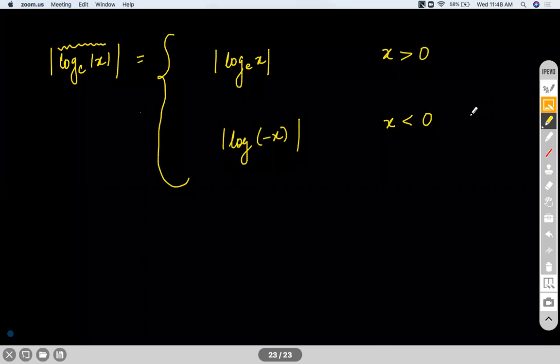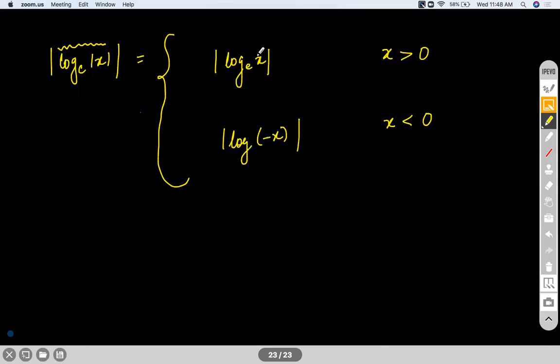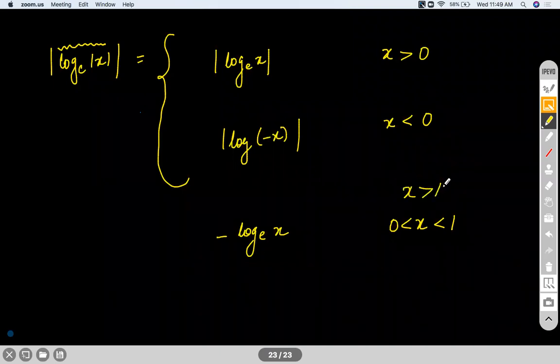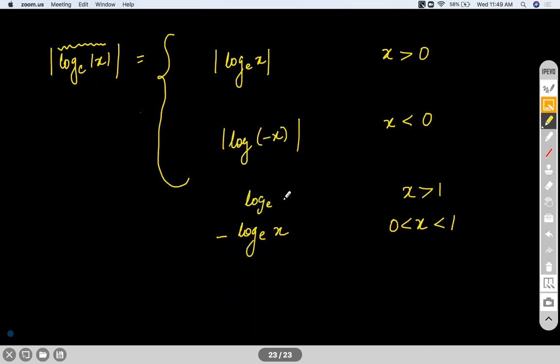Now, ln x is known to be negative when x is less than 1, right? So greater than 0 but less than 1, this function will behave as minus ln x. And greater than 1, the function will behave as ln x itself.